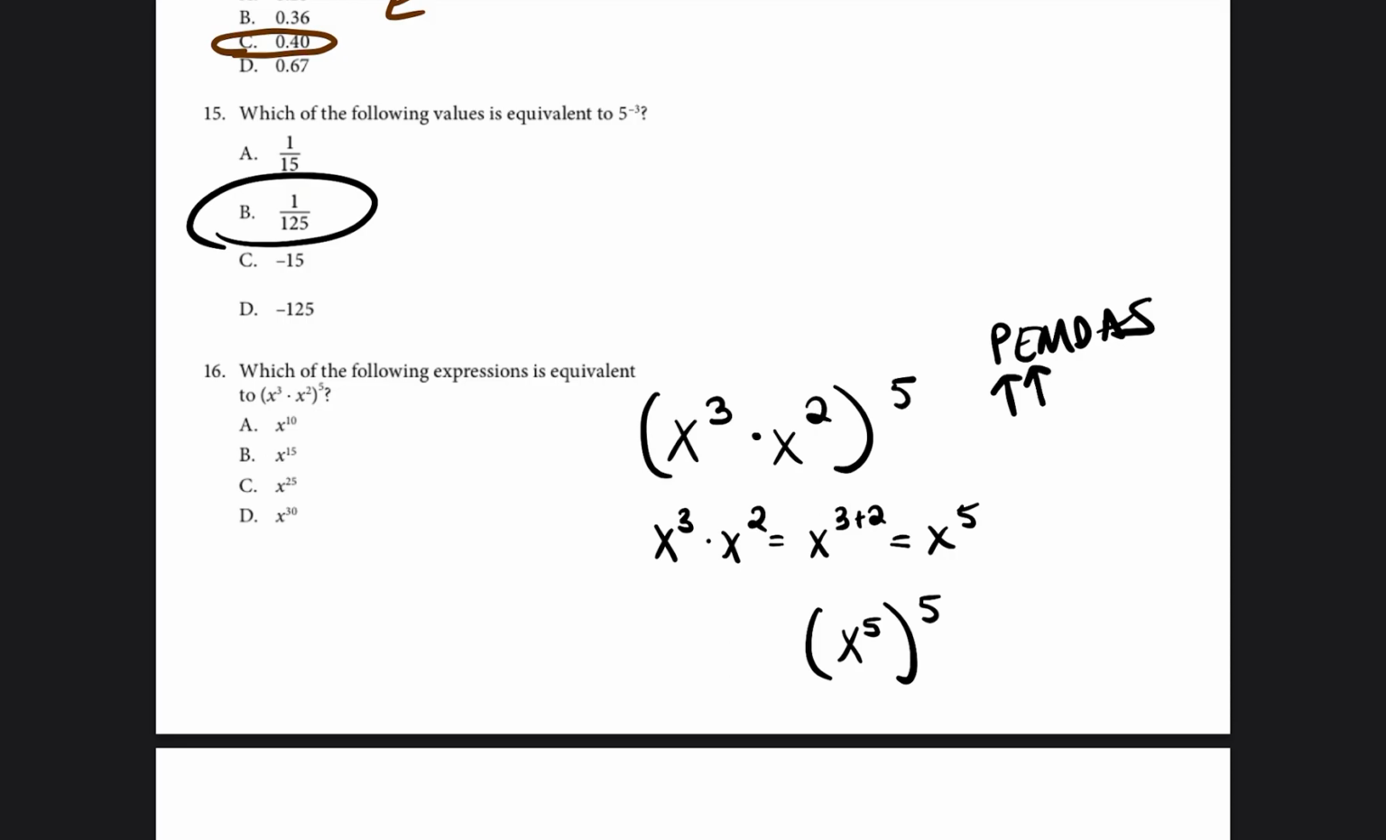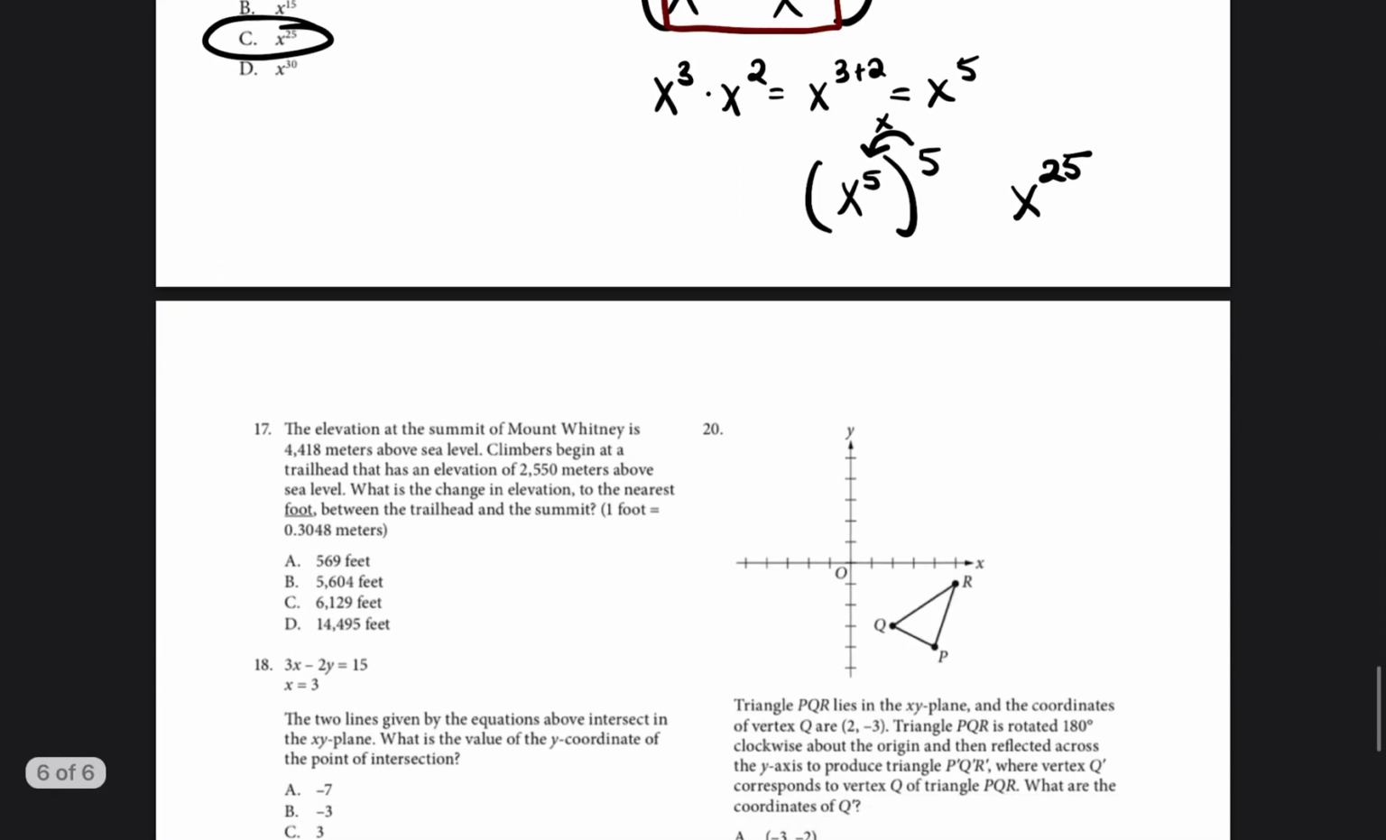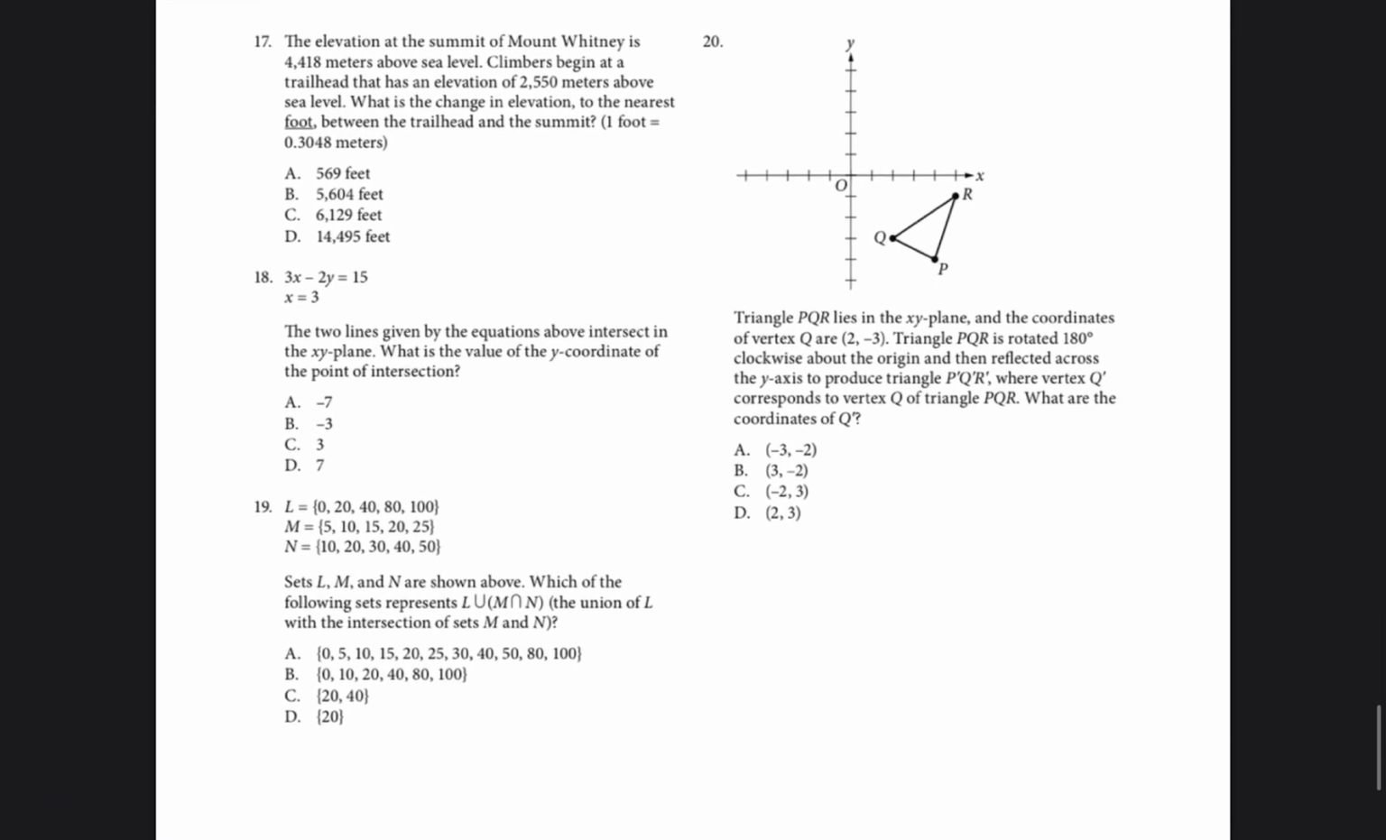Now we can handle the exponent on the outside of the parentheses. When there's an exponent on the outside of the parentheses, you just multiply it. So it'll be x to the 25th power, and our answer would be C. Again, we do whatever's inside the parentheses first. In this case, we're multiplying exponents, so we added them together and got x to the 5th. Then we dealt with the exponent on the outside by multiplying those together, and we got x to the 25th power. Okay, so we are on the last 4 problems.